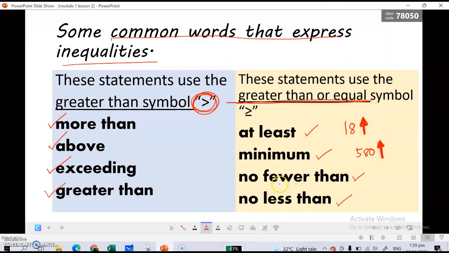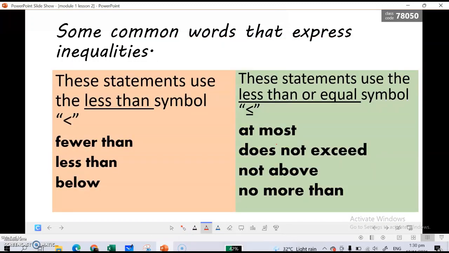Okay, no fewer than, so hindi kokonti sa. Example, yung mga nag-a-attend ng concert ni Taylor Swift ay no fewer than 20,000. Ibig sabihin 20,000 pataas ang bumili ng tickets. Sample lang. No less than, katulad din siya sa no fewer than. Hindi bababa sa. Okay, so pag sinasabing ang baon ko ay hindi bababa sa 50, ibig sabihin 50 pataas ang baon mo. So, greater than or equal yon.